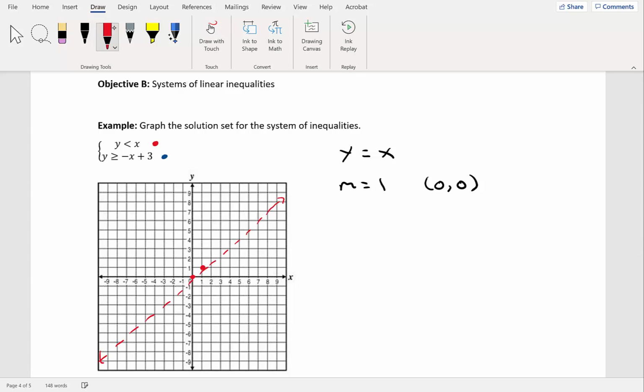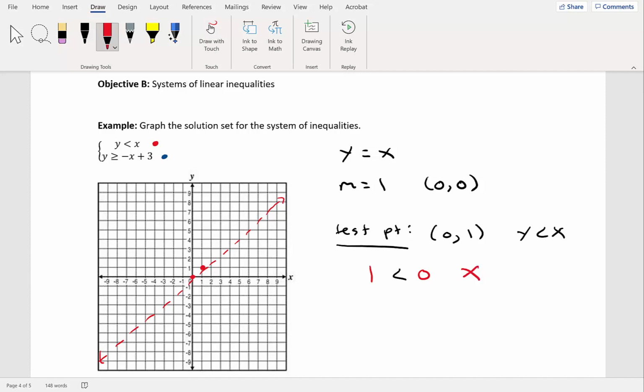Okay. And now let's go ahead and pick a test point to see what side we're going to shade in. Remember, you could choose anything as long as it's not touching the line. I'm going to choose the point (0, 1), and we have to plug it into y is less than x. We have to see if it gives us a true statement. So I have my y value, which is 1, and I have less than my x, which is 0. Now 1 is not less than 0, so this is not a true statement.